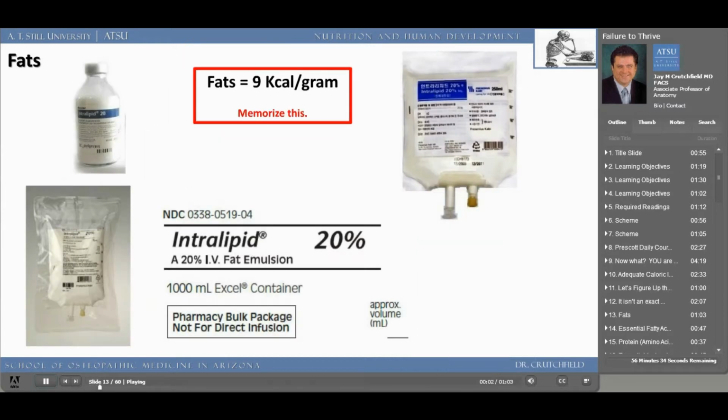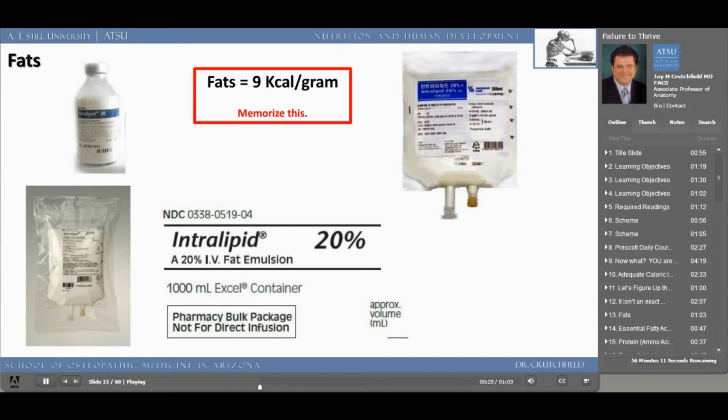Here's what intravenous fat emulsion looks like in a hospital. Most pharmacists will make the fat emulsions from a 20% mixture called intralipids, and these intralipids contain phosphates. They are, in essence, phospholipids. You need to memorize this number. Fats provide about 9 kcals per gram.